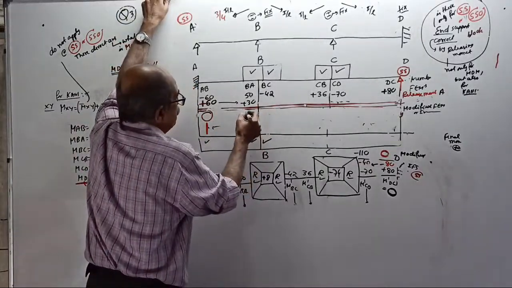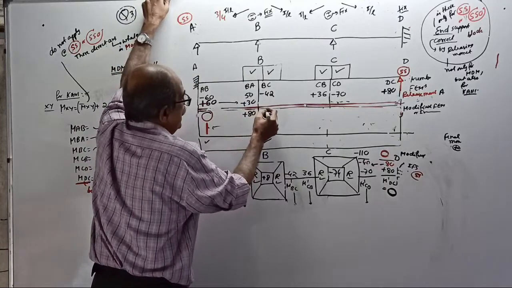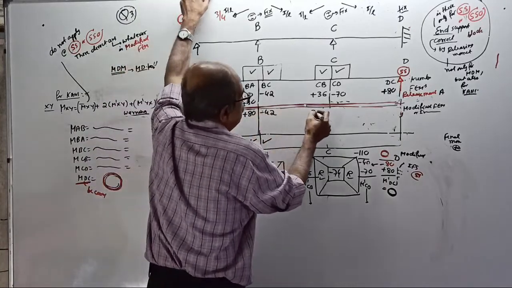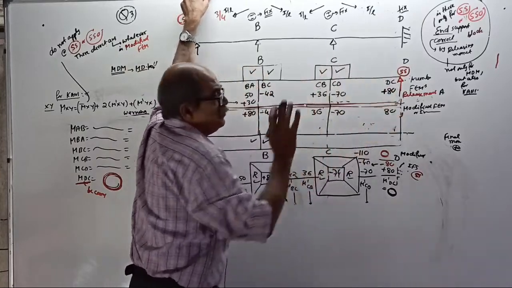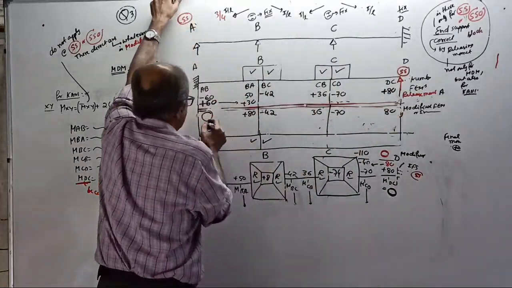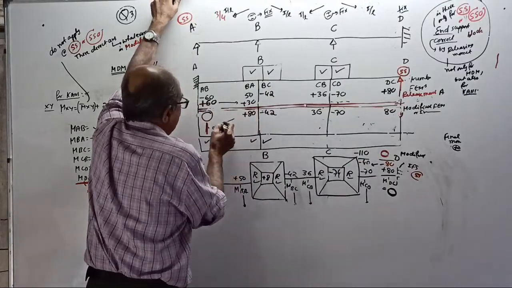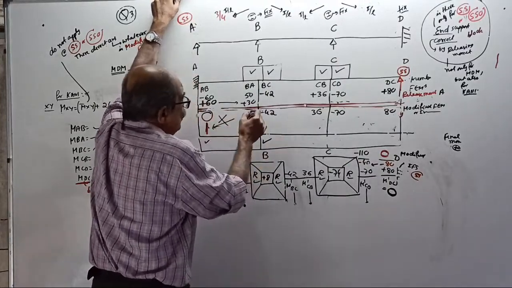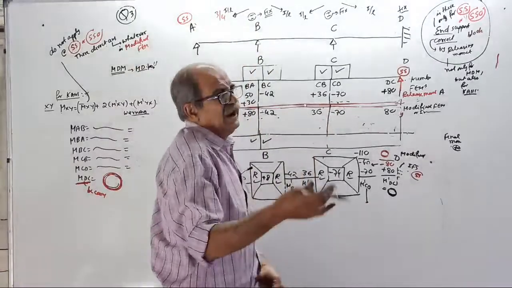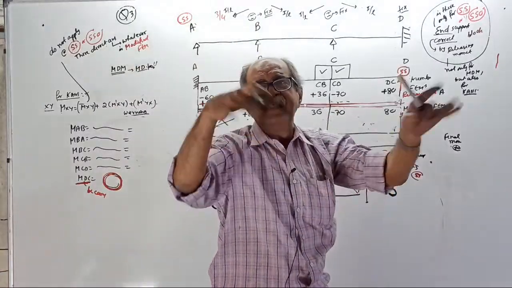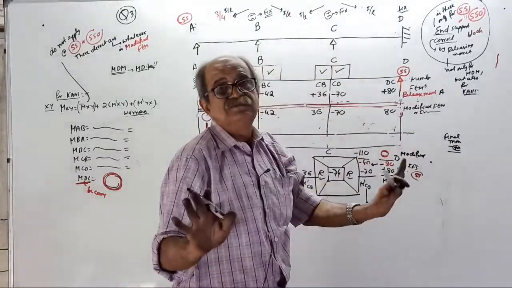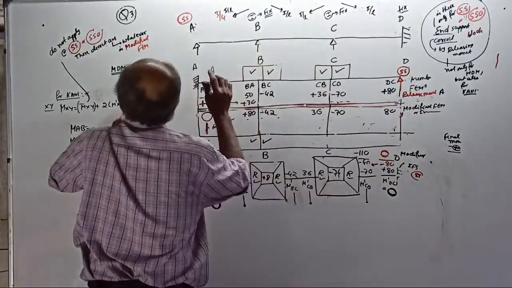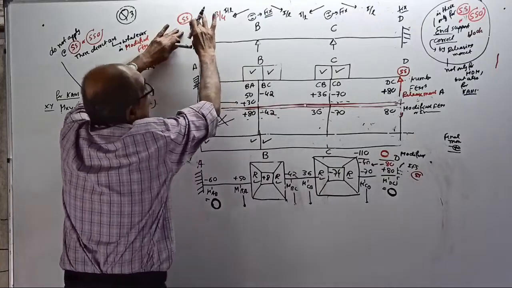This will come plus 80, minus 42, plus 36, minus 70, plus 80 modified. Now remember, no more carry over this side. Never carry over here now. Now distribute, carry over, distribute, carry over, do this one, do that one. Enjoy the table and get the final moment and go to star. Over.